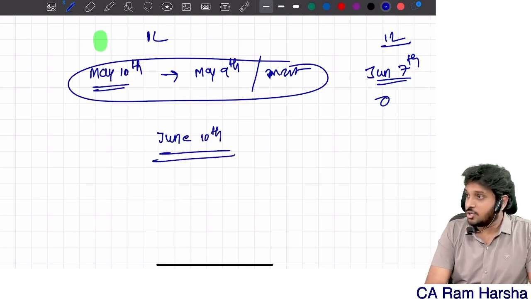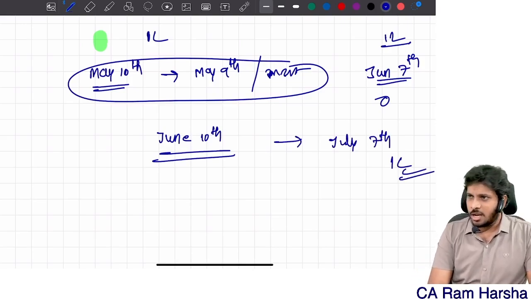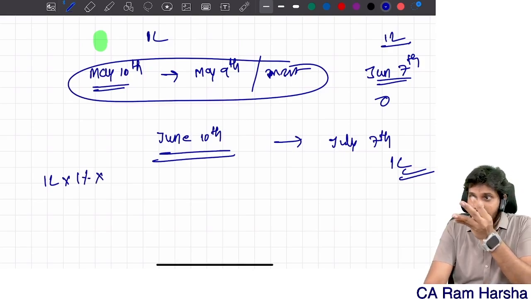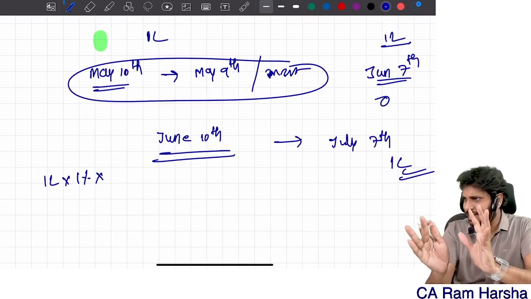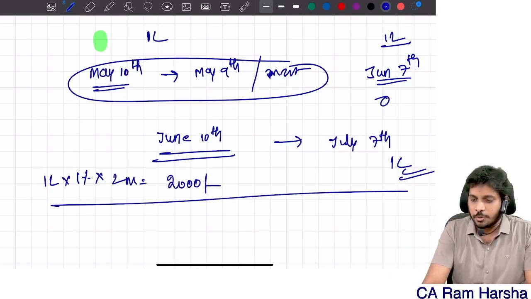Suppose if at all you deducted in June 10th. You are supposed to remit by what? July 7th. Suppose you remitted 1 lakh, let's assume July 7th. Now what is the interest that you have to pay? Only on 1 lakh into 1% multiplied by May month you didn't deduct and June month you deducted. So May month non-deduction and June month also part of a month late, right? So 2 months is equal to how much? 2000 rupees you have to pay.